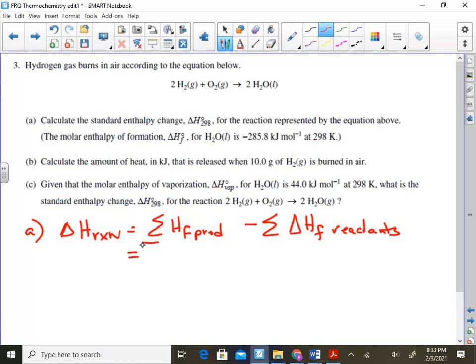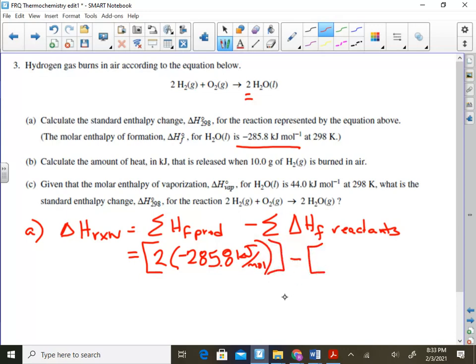But I do know my product is water, and I have two of them. So 2 times my water, and our water is given right here. It's negative 285.8. And that's it. That's all of my products minus all of my reactants.